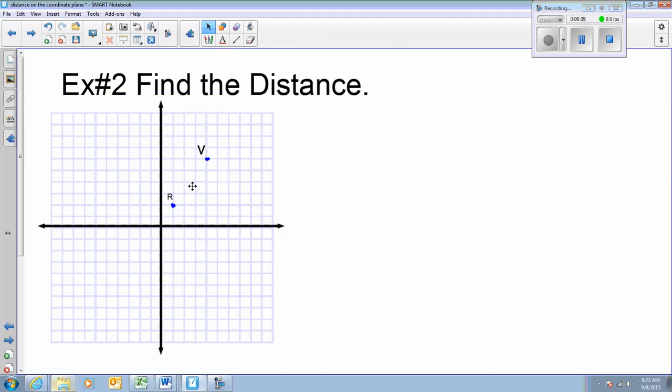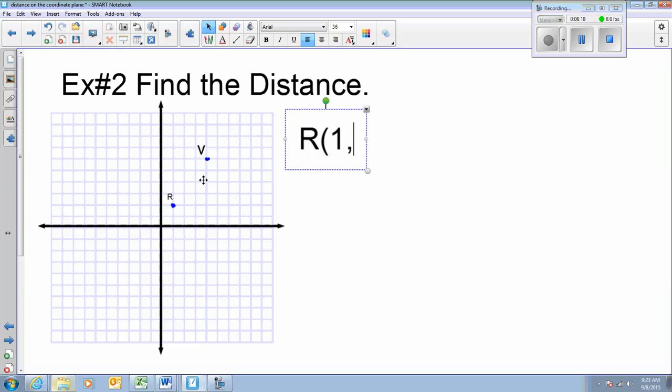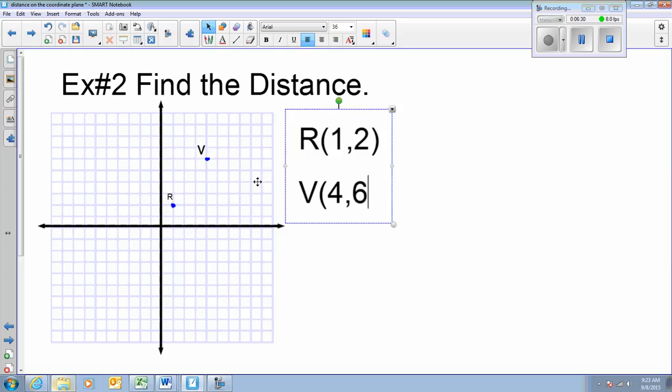Alright, and let's say I want to find the distance between these two. Again, let's write down their coordinates first. So R was, as you see, 1 to the side and 2 up. As you see, letter V was 4 to the side, right? So V was 4 to the side and 1, 2, 3, 4, 5, 6 spaces up, 6 up.